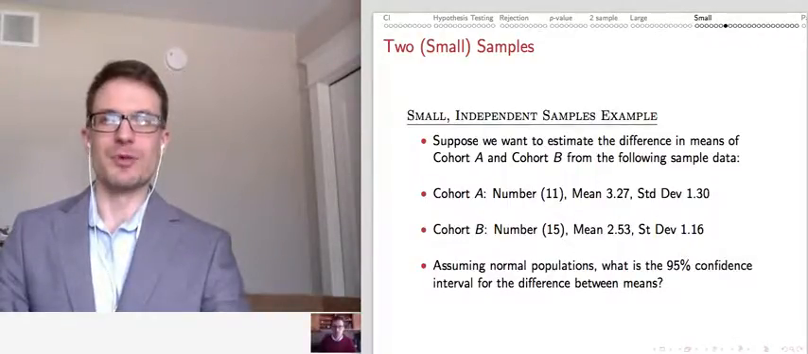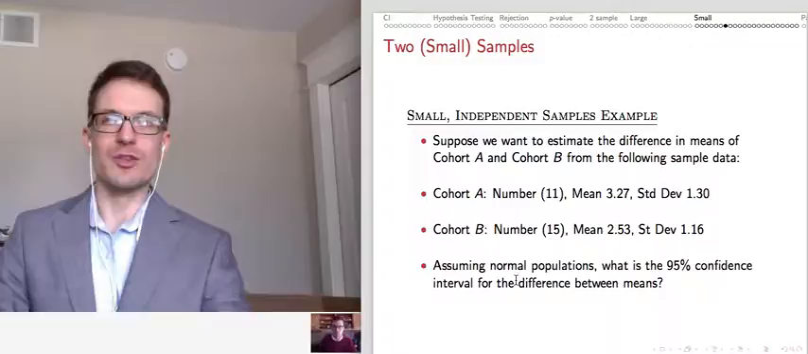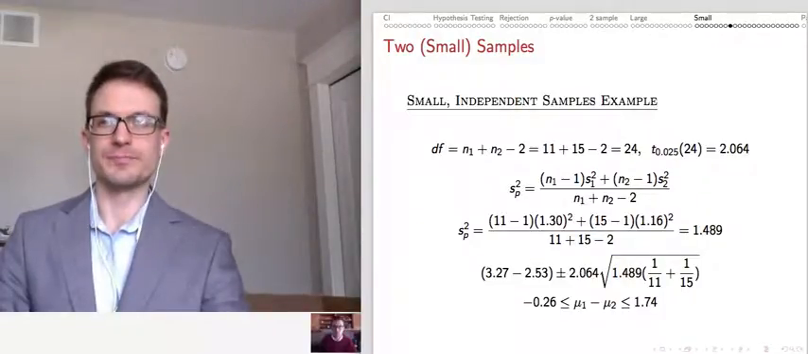Alright, so here's an example. Suppose we have two samples, one of 11 observations with a mean of 3.27 and standard deviation of 1.3, and the other has 15 observations with a mean of 2.53 and standard deviation of 1.16. Well, both sample sizes are less than 30, so we're in the small sample world. And we want to get a 95% confidence interval, assuming we have normal populations, though we've got small samples. So given the small sample and the unknown population variance, we're still going to use the t-distribution.